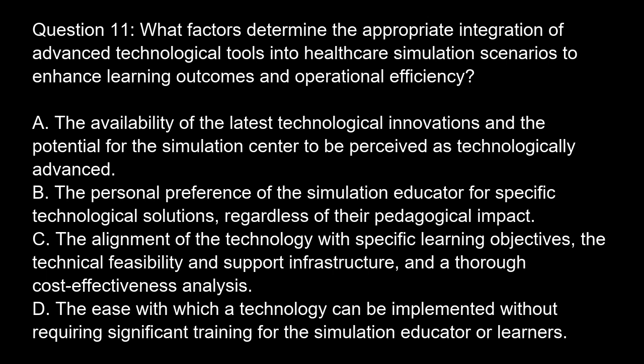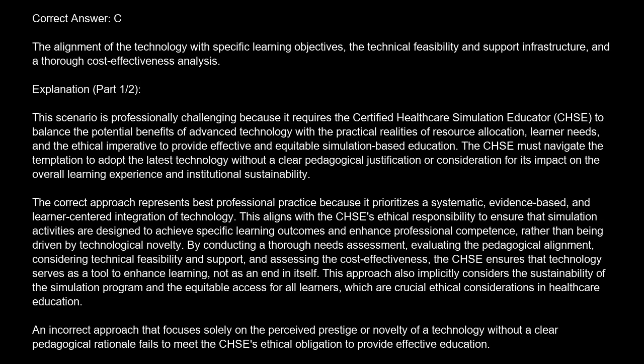Option C. The alignment of the technology with specific learning objectives, the technical feasibility and support infrastructure, and a thorough cost-effectiveness analysis. Option D. The ease with which a technology can be implemented without requiring significant training for the simulation educator or learners. Correct answer is C. The alignment of the technology with specific learning objectives, the technical feasibility and support infrastructure, and a thorough cost-effectiveness analysis. Explanation.